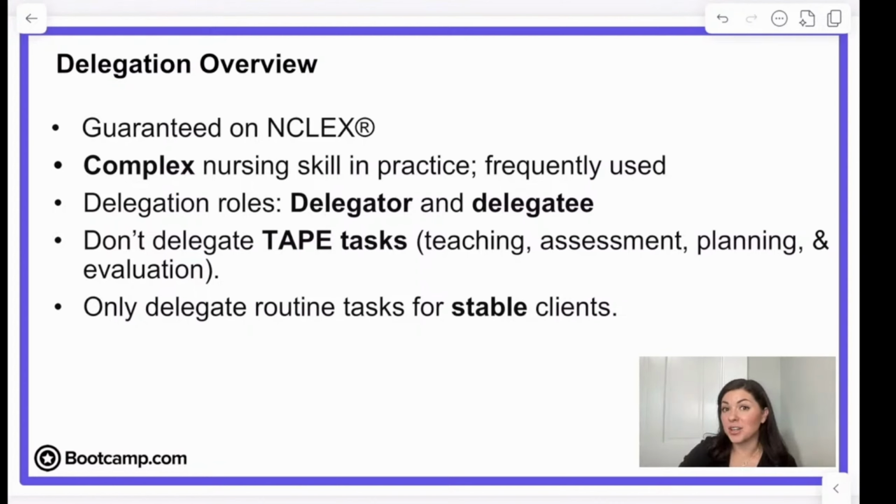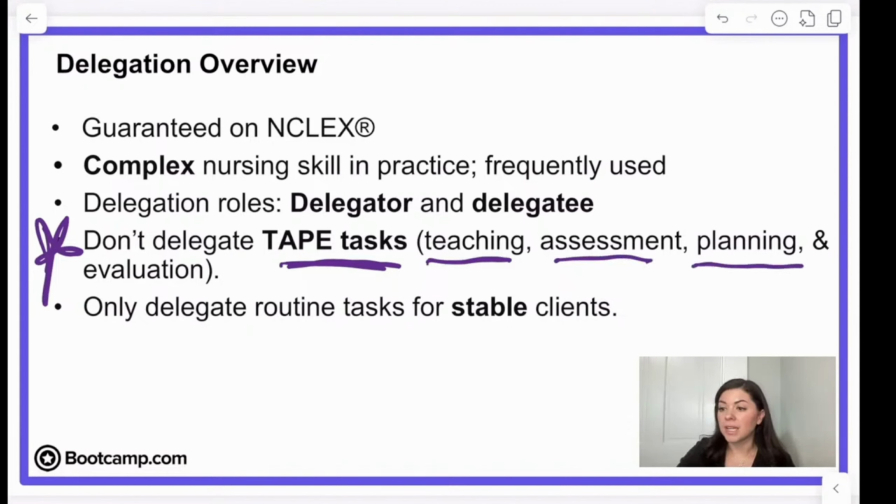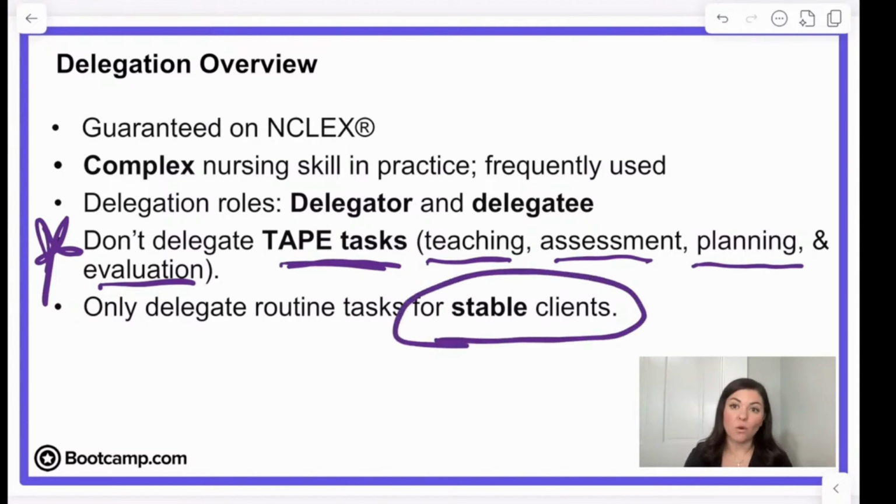I want to let y'all know two helpful tips that are going to guide you throughout this presentation and whenever you're practicing delegation. The first one is we don't ever want to delegate tape tasks. Those are things that the registered nurse is responsible for. It includes patient teaching, assessment of your patient, developing the care plan, and evaluating the patient's care and their response to interventions. So those things we do not want to delegate. And also, I know you already know this, but I want to remind you guys, we never want to delegate tasks on unstable clients. So we want to make sure we are only delegating for stable clients.